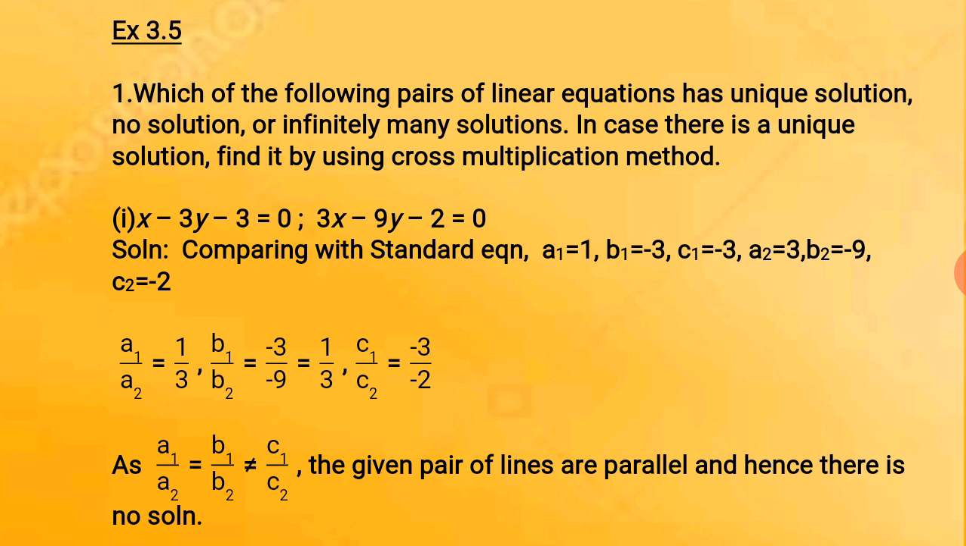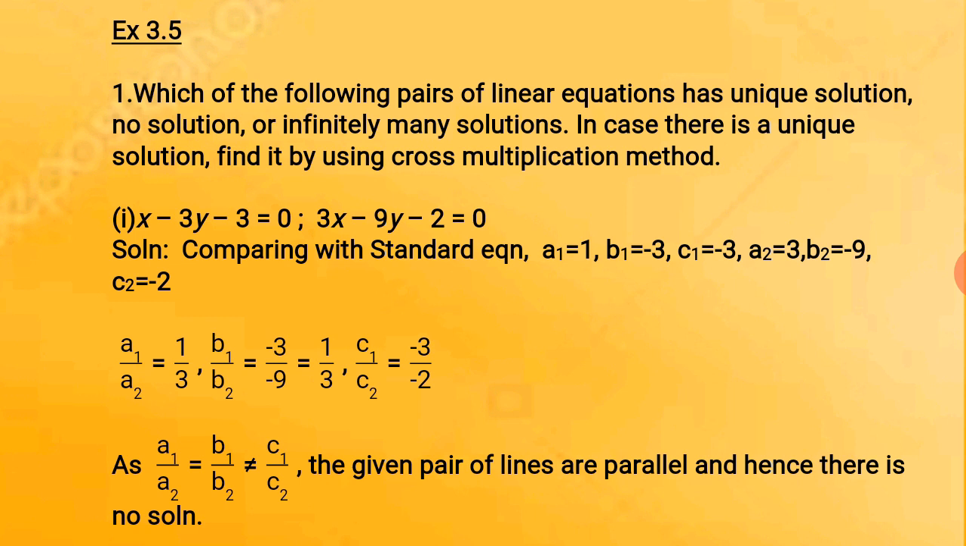Now, the first sub question is flashed on your screen. It is x minus 3y minus 3 equal to 0 and 3x minus 9y minus 2 equal to 0. Now, these two are the pair of linear equations. They are written in the standard form. Now, we are going to compare it with the standard forms and we will find out a1, b1, c1, a2, b2 and c2. With this, we will proceed and we will find out the three ratios.